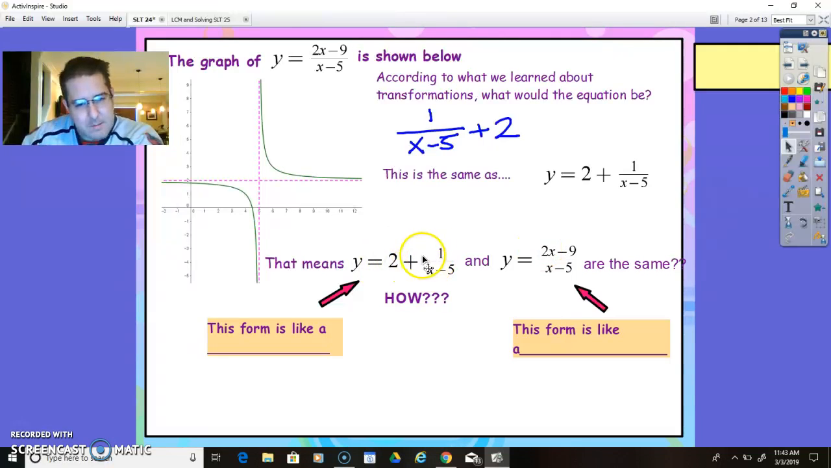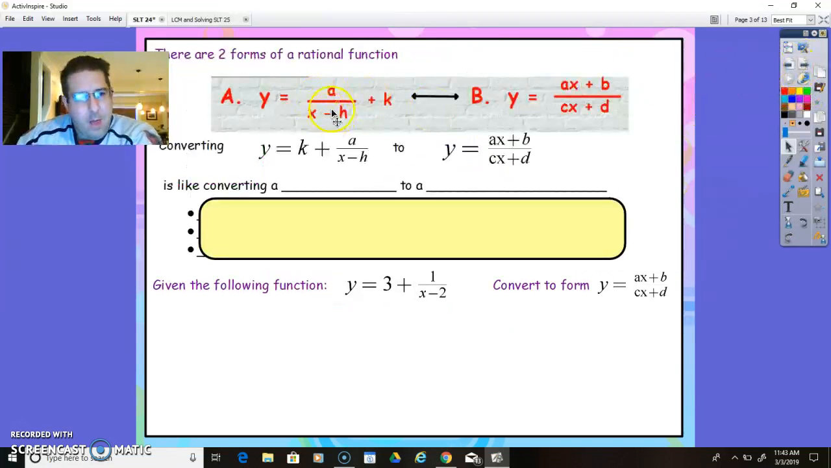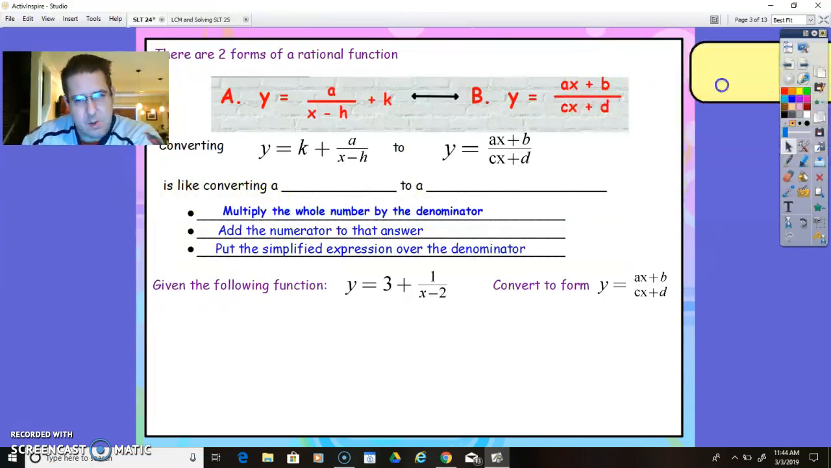So I call this asymptote form. The reason why I call it asymptote form is because the two numbers given are the asymptotes. This is the vertical asymptote, which means it meant right 5, and this is the horizontal asymptote because it translated up 2. All right, that's kind of the same as we had just talked about. So this is the process.